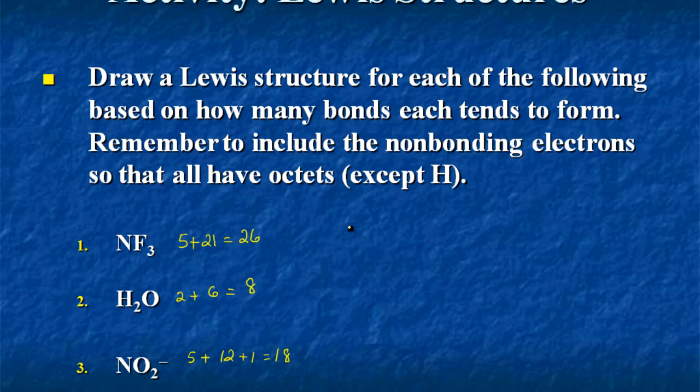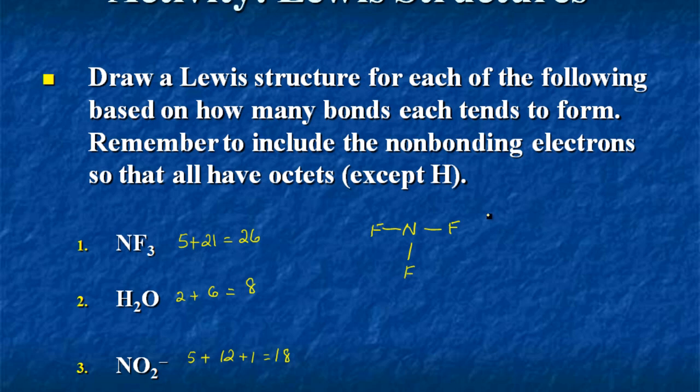NF3, who goes in the middle? From nitrogen and fluorine, if you look at the electronegativity, nitrogen has less electronegativity. Remember, fluorine is the most electronegative. So, fluorine is never going to be the central atom. So, nitrogen in the middle and 3 fluorines around it. How many electrons are we showing so far? 6. We need to show 20 more.